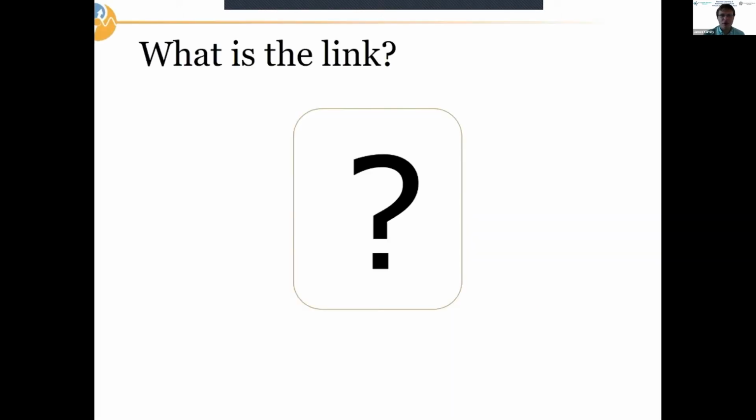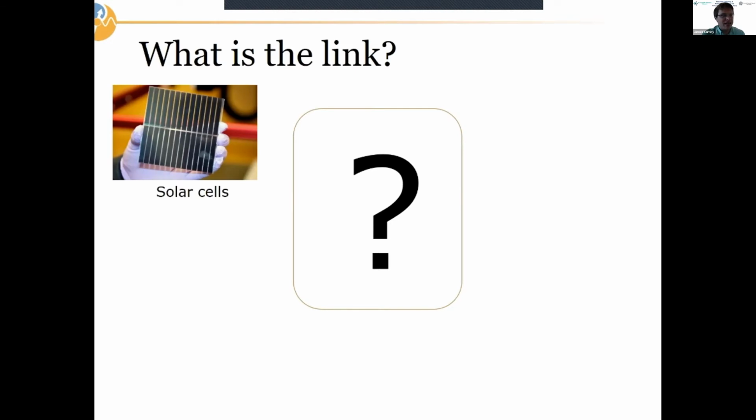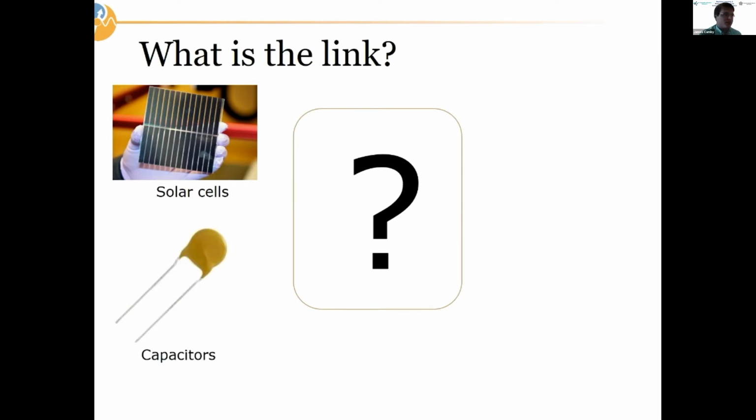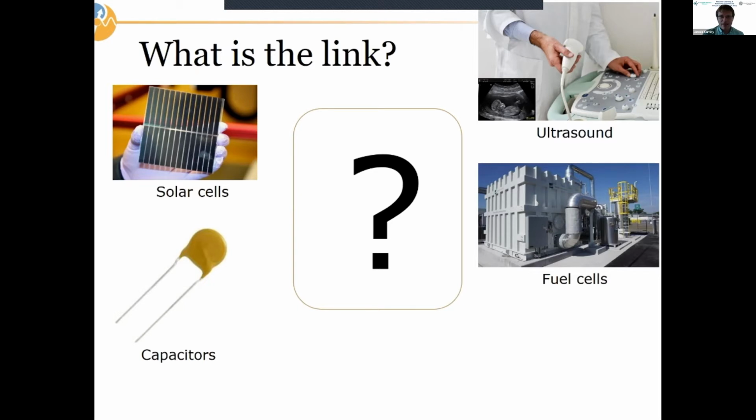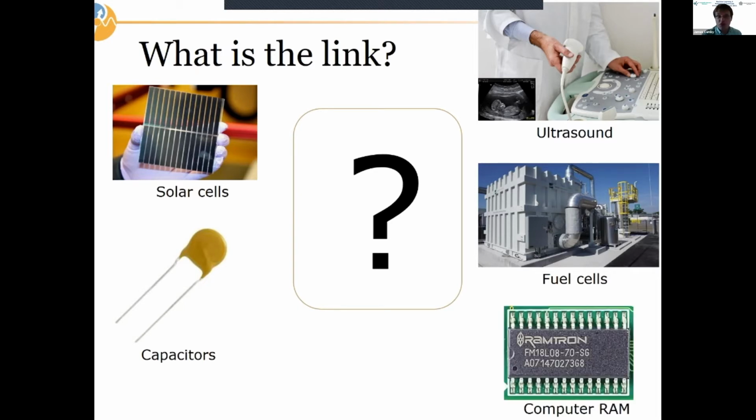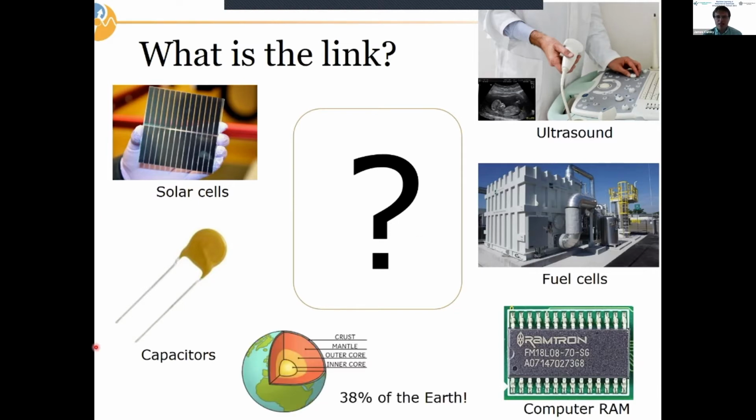First of all, I wanted to start off with a question: what is the link between these various things? Just think about it in your mind as we go through, and try and work out what might join them all together. Applications such as solar cells, capacitors, ultrasound machines, fuel cells, and even some types of computer RAM, not all of them, just some. And just to really add a curveball, 38% of the Earth. There's one thing that links all of these together.